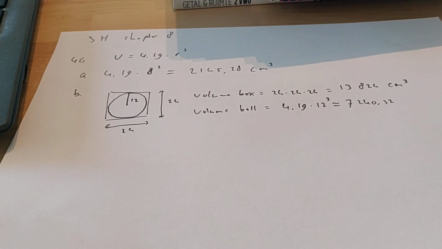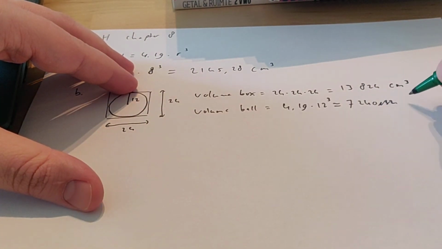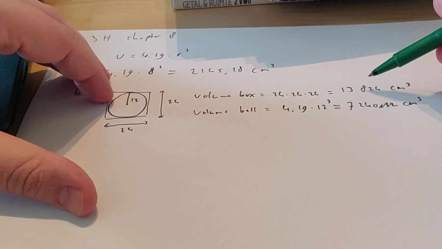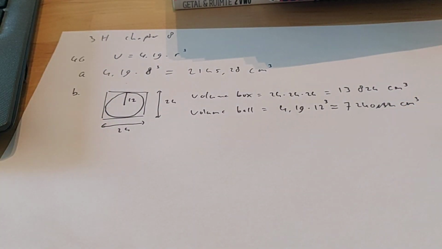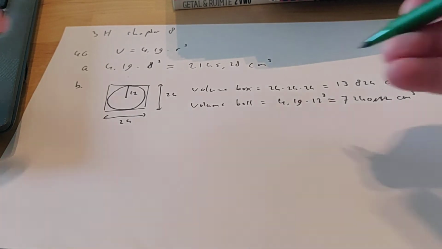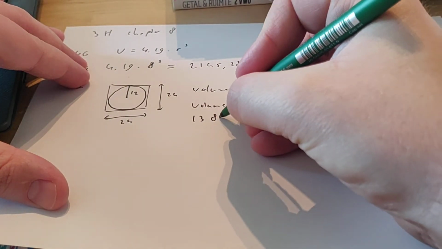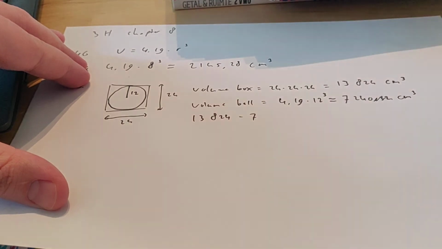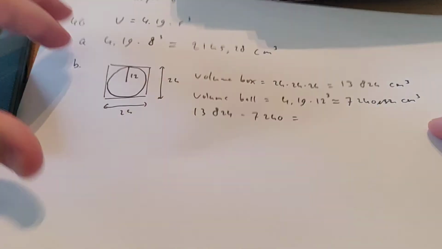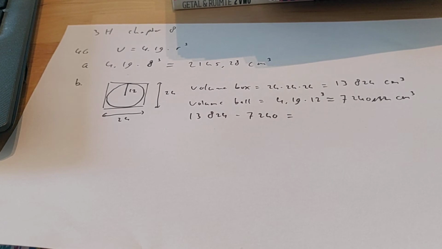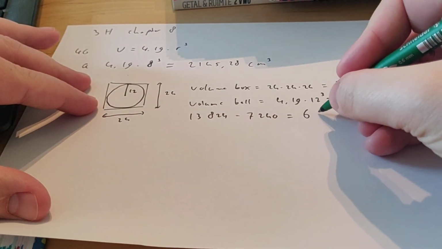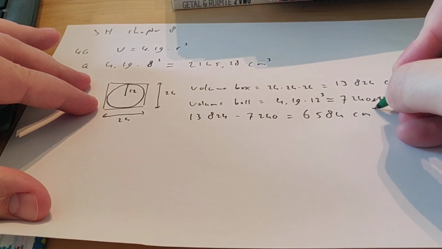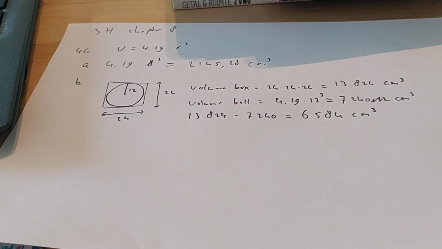Alright. So we need to round off to the nearest integer, so I'm just going to ignore that. So in total, we have 13,824 cubic centimeters, and the ball is 7,240. So if you want to know the space that's left, you need to do 13,824 minus 7,240, and then you have the answer. So let's see what it is. 13,824 minus 7,240 is 6,584 cubic centimeters that are left. So this is how question B works.